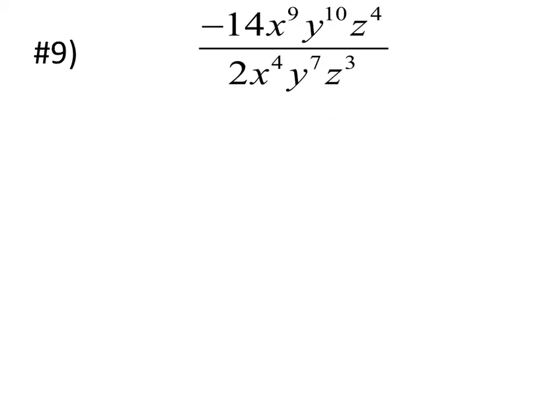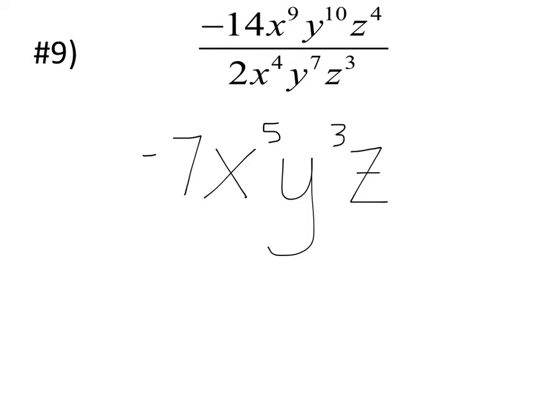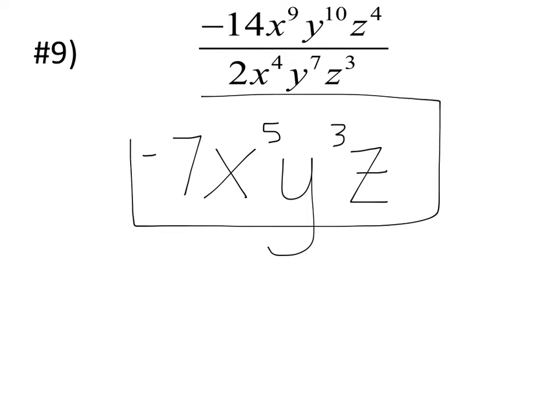Okay, we're going to do our coefficients first. Negative 14 divided by 2 is negative 7. And then you have x to the 9th over x to the 4th. So our like base of x, 9 minus 4 is 5. Then we have a like base of y, 10 minus 7 is 3. And then you have a like base of z, and 4 minus 3 is 1. You don't have to write the 1 if you don't want. So you have negative 7 x to the 5th, y cubed z.